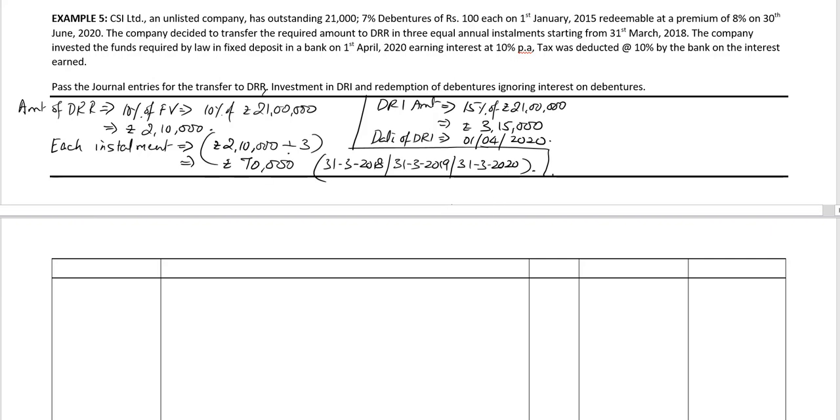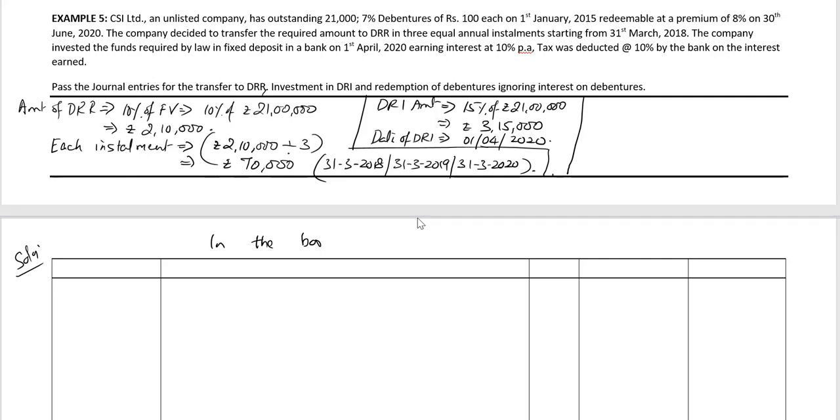We'll go ahead with the solution. In the books of CSI Limited, journal, we have date, particulars, LF, debit rupees and credit rupees.